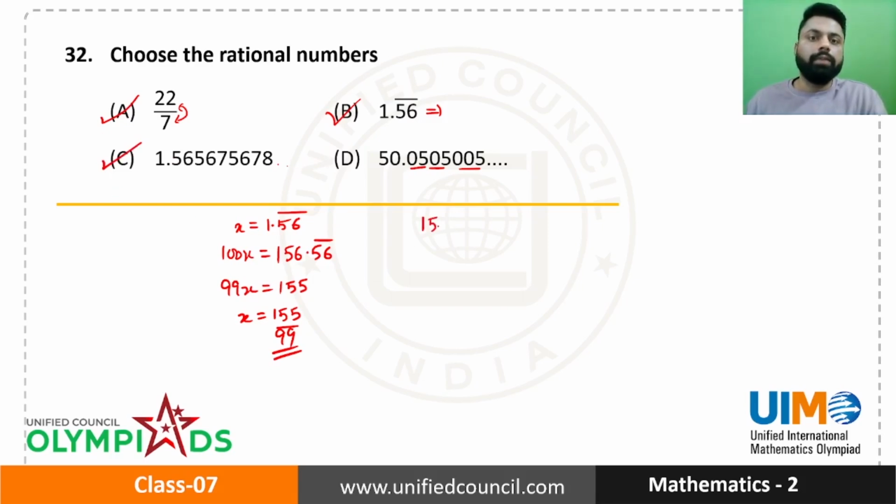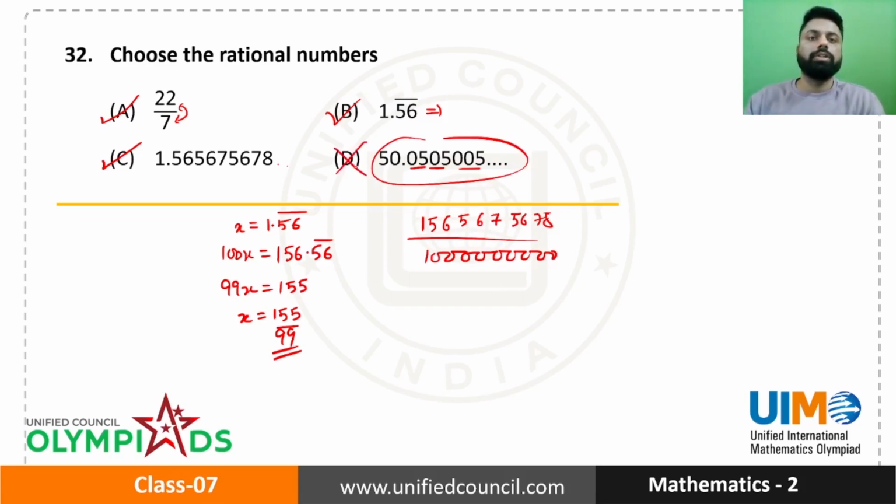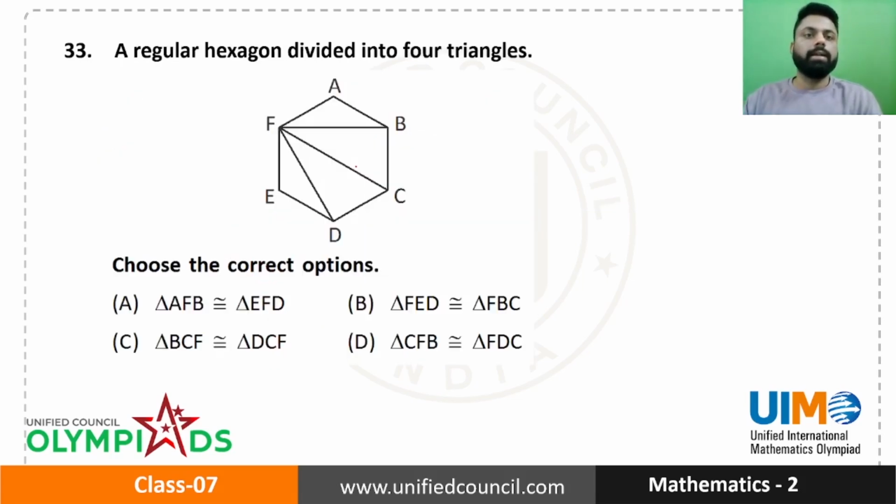We can write it down as 1, 5, 6, 5, 6, 7, 5, 6, 7, 8, and then we can put the number of zeros like this. But over here, this part is neither repeating nor terminating, so this is not the rational number. So A, B, C are the correct answer.